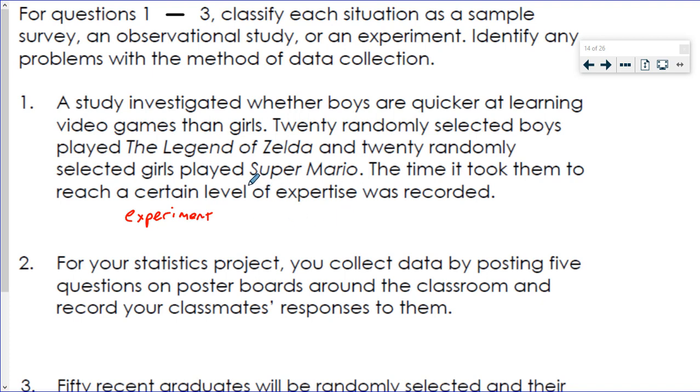Now, are there any problems? Yes, there is a problem, right? The problem is there's no control. They pick different games, guys. There's too many different variables going on, all right? Those games may not have the exact same difficulty, all right? The Legend of Zelda is quite a bit more difficult than Super Mario, so they're different games. They're tilting the study a certain way, all right?